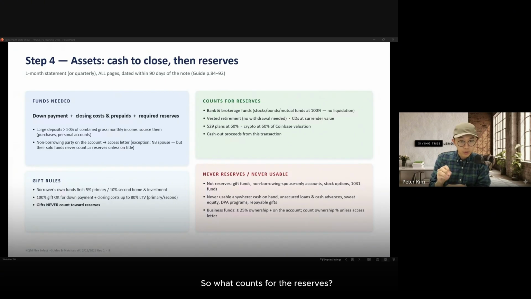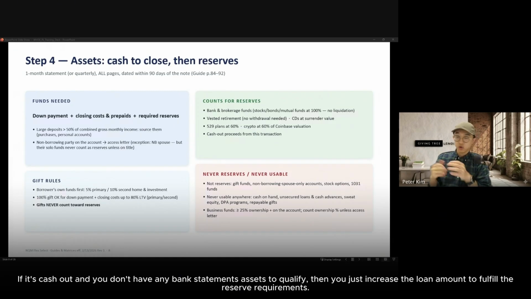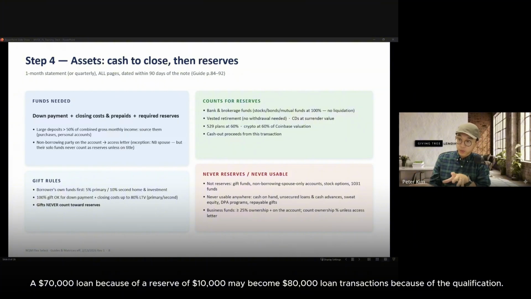So what counts for the reserves? Bank and brokerage funds at 100%, retirement without withdrawing, crypto at 60%, Coinbase, for example, right? And cash out proceeds from the very transaction. If it's cash out and you don't have any bank statements or assets to qualify, then you just increase the loan amount to fulfill the reserve requirements. A $70,000 loan, because of a reserve of $10,000, may become an $80,000 loan transaction because of the qualification.